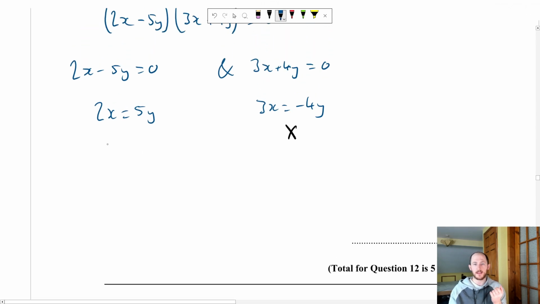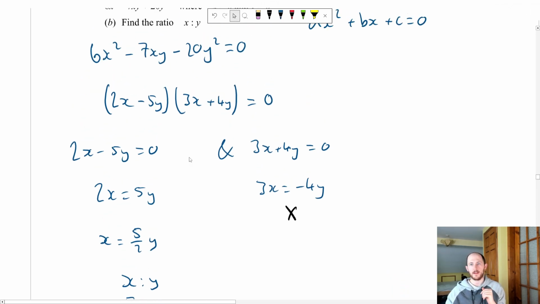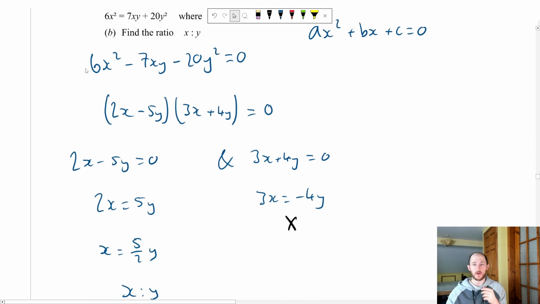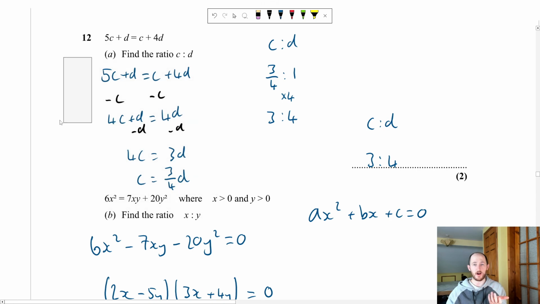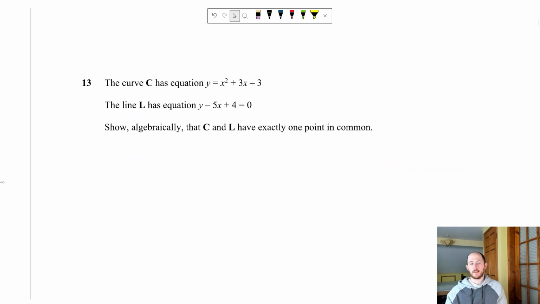We can do the same thing. If I say that x is equal to 5 over 2 y, then that means the ratio of x to y is 5 over 2 to 1. Times both sides by 2, because we're not allowed fractions, and we get 5 to 2 for our ratio of x to y. So that's a pretty unique situation. That is one of the unseen kind of questions, but hopefully you can see it's the same as part A, realistically. This kind of wording is, again, very typical of grade 9 questions.